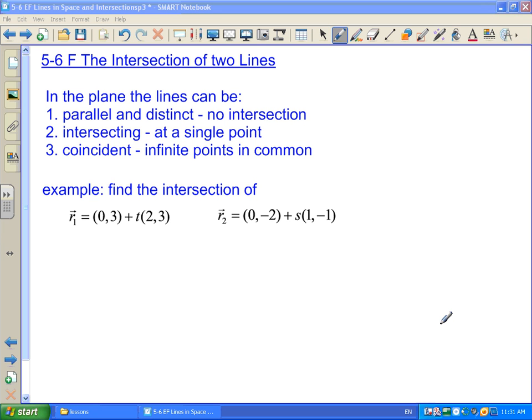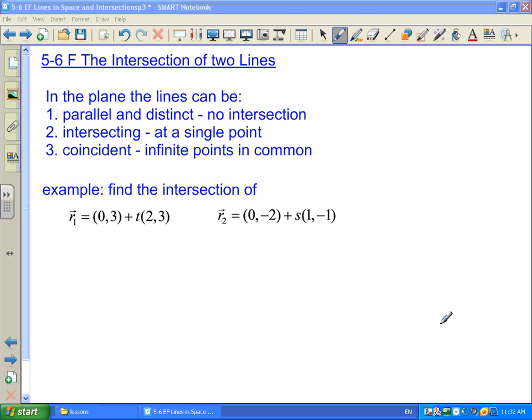So this is the last stuff we have to cover in Unit 5-6. This is Box F, the intersections of two lines. And this is, again, a bit of a recap of stuff that you first encountered way back in grade 10, when you did intersections of lines and you solved linear systems. So you had two equations, each one represented a line, and you solved the linear system to find the point of intersection. We're going to do something similar here.